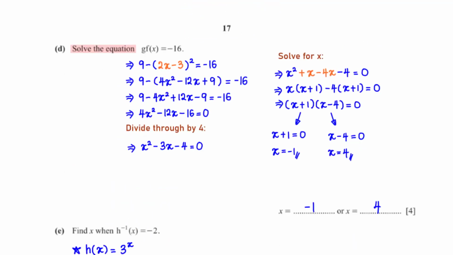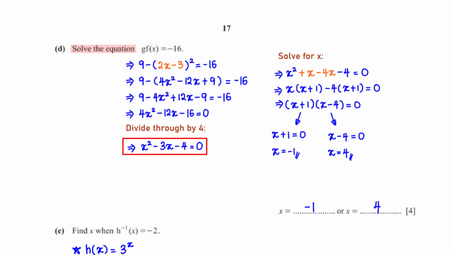Solve the equation g of f of x equals negative 16. To get g of f of x, we replace x in g of x with f of x, which is 2x minus 3. When we expand 2x minus 3 all squared, we get 4x squared minus 12x plus 9. When we simplify this equation and group like terms, this is what we have. The terms have a common factor of 4, and so when we divide through the equation by 4, we get x squared minus 3x minus 4 equals 0.